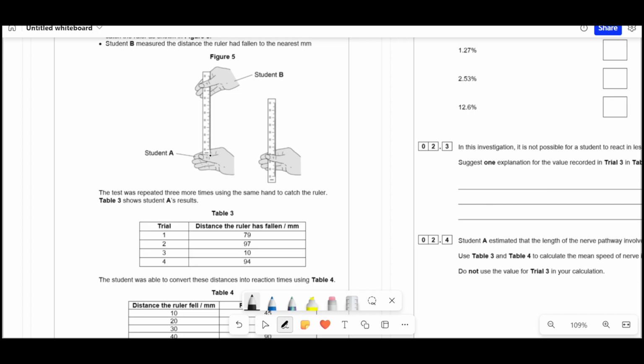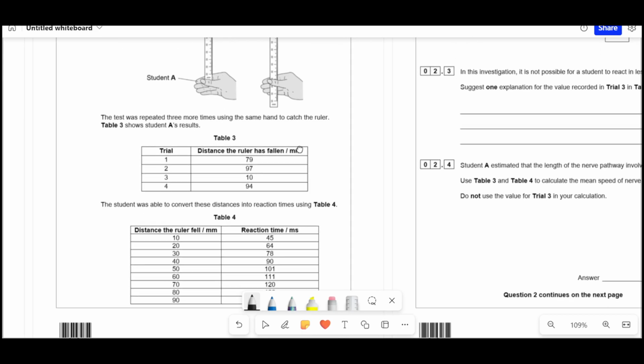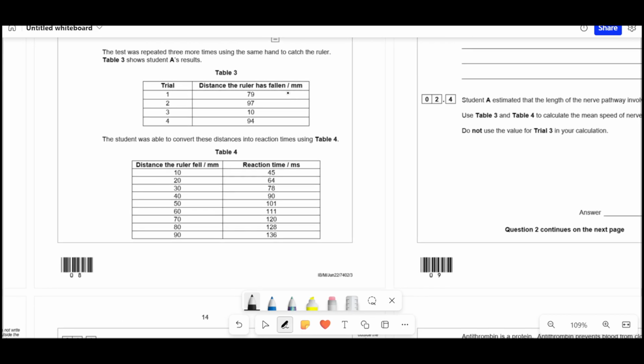So what we got, they're just about holding it. Student B lets go and they catch it. The test was then repeated 3 more times using the same hand to catch the ruler. Table 3 shows A's results.